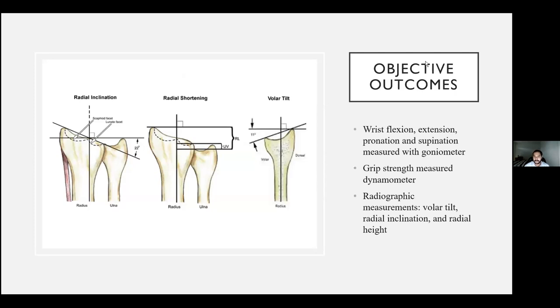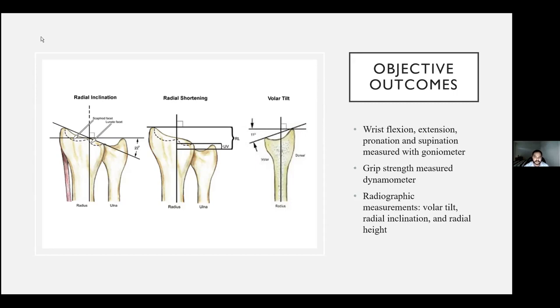So the outcomes that they were looking at objectively were these functional outcomes regarding wrist range of motion, and that included wrist flexion, extension, pronation, and supination. Those were all measured with a protractor called a goniometer. And they also measured grip strength, and that was measured with a dynamometer. These objective outcomes, the range of motion outcomes, were measured at the final follow-up visit for the study.